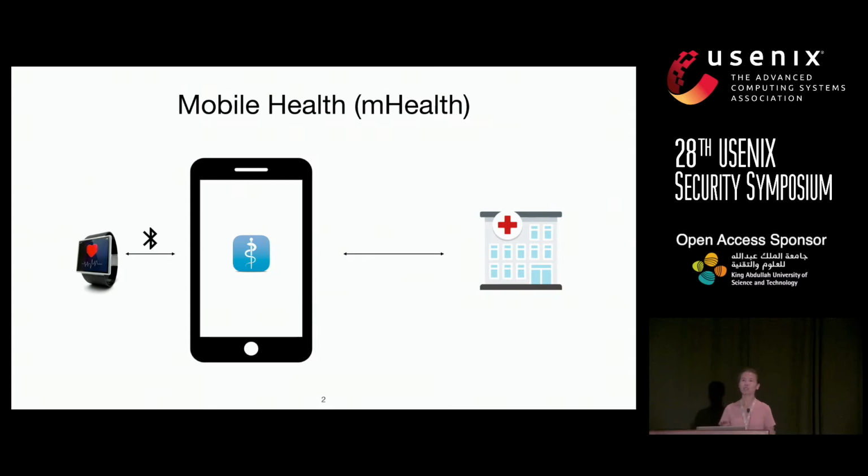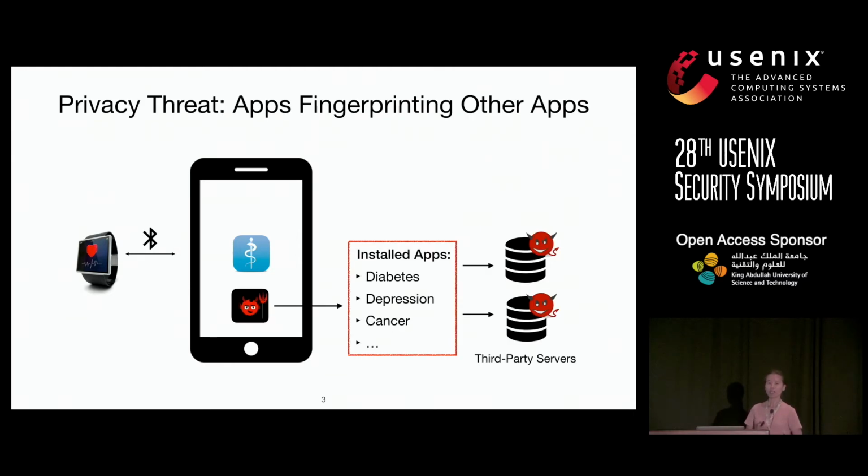Such apps are increasingly popular, and given the sensitivity of medical data, security and privacy has been one of the main challenges in mHealth. But there is a privacy problem that has been overlooked in the context of mHealth. The problem is due to the fact that on Android, any app, even without permission, can easily fingerprint other apps. They can even collect the entire list of installed apps on the device.